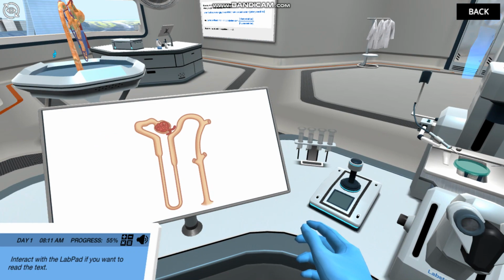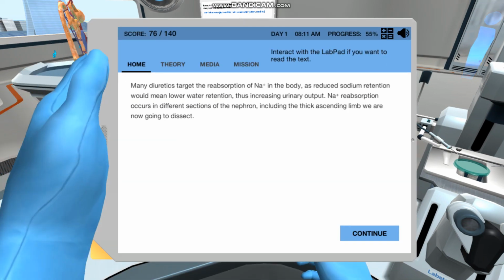Many diuretics target the reabsorption of sodium in the body, as reduced sodium retention would mean lower water retention, thus increasing urinary output. Sodium reabsorption occurs in different sections of the nephron, including the thick ascending limb we are now going to dissect.